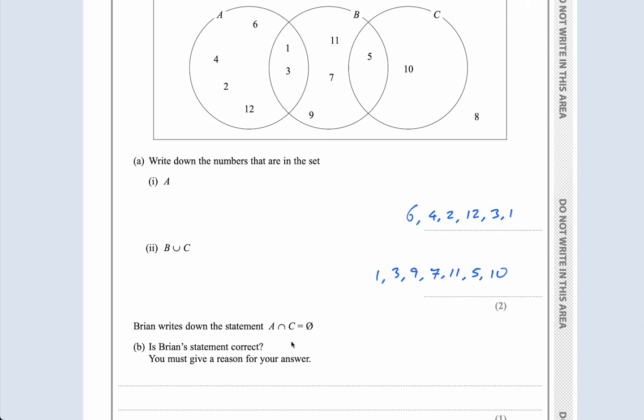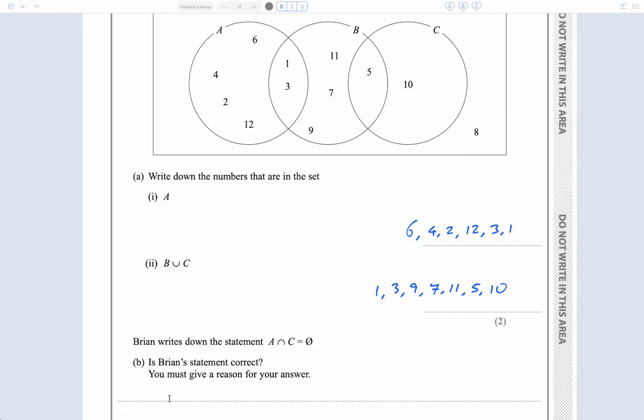Okay, next one. Brian writes down the statement A intersection C. So the intersection is what's in both, and it equals this funny looking symbol. This is the null set. So he's saying there's nothing in A intersection C. Is he correct? You must give a reason for your answer. Okay, so he is correct.